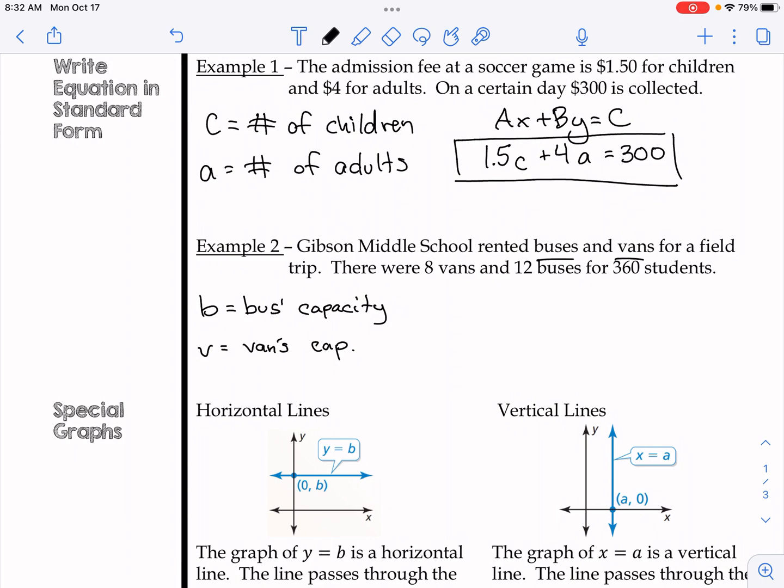Okay, so we can go in that order. Order doesn't matter, right? You could put B in front of V as long as you have the right coefficient. For the buses' capacity, we know that there are 12 buses, so this will be 12B. And for V, the van's capacity, we know that there are 8 vans, so 8V equal to 360. So this is slightly different than what we'll get to later, which is slope-intercept form. For standard form, you have 2 different rates here because we have 2 different variables, but this is pretty much the extent that we'll go through, at least for this, of just writing an equation.